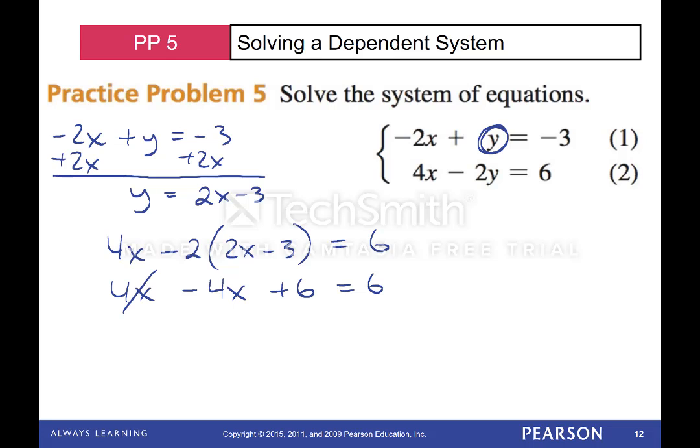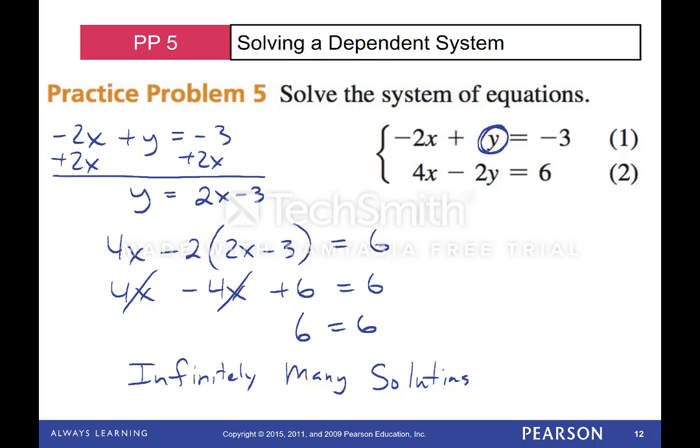All right, the x's, oh, there it is. The x's went away, but this time, not like practice problem number 4, this time 6 is equal to 6. That is a true statement. So if it's a true statement, I think in previous semesters you wrote infinitely many solutions, or an infinite number of solutions. Okay, that is a correct answer, but we can do even better than that. We can actually give what the solutions are. That's what we want to do here.